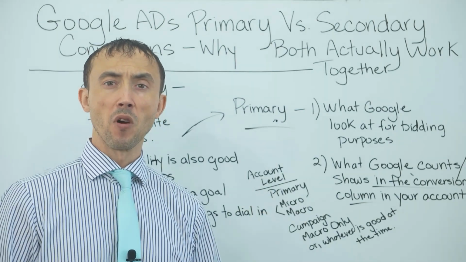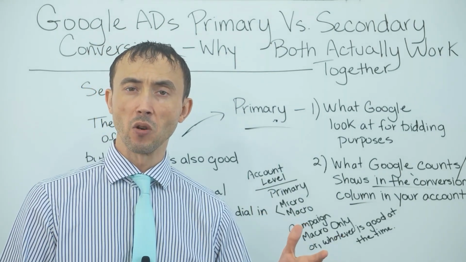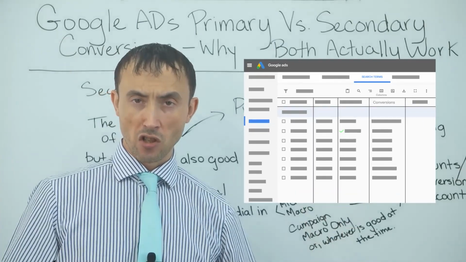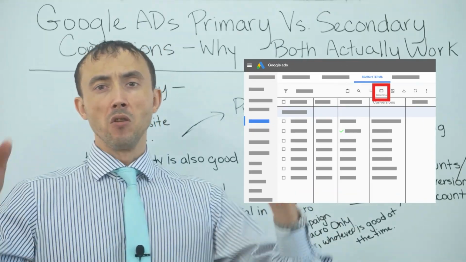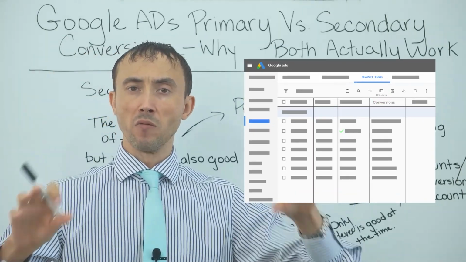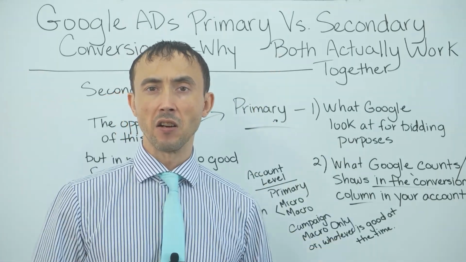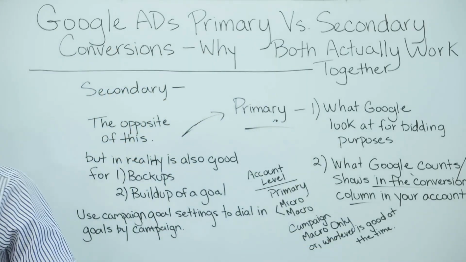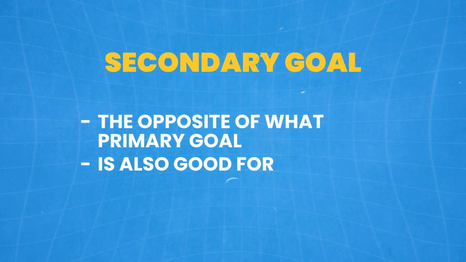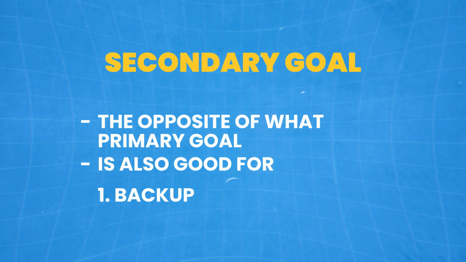Furthermore, if you want to see secondary conversion goals, you can still see them if you adjust your columns in your account, under all conversions. So conversions show just primary goals. All conversions show primary and secondary goals. Okay? So with that said, the first reason is that it's great for backups.